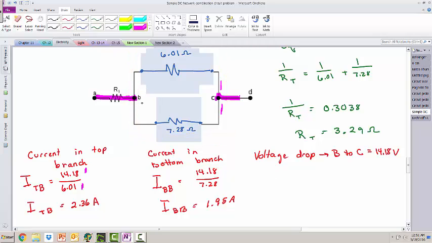That means when the electrons get to point B, 2.36 amps go up to the top branch, and 1.95 electrons, or amps, go to the bottom branch. So now we know what the current is in each branch. So now we're going to take that information and do a little more.